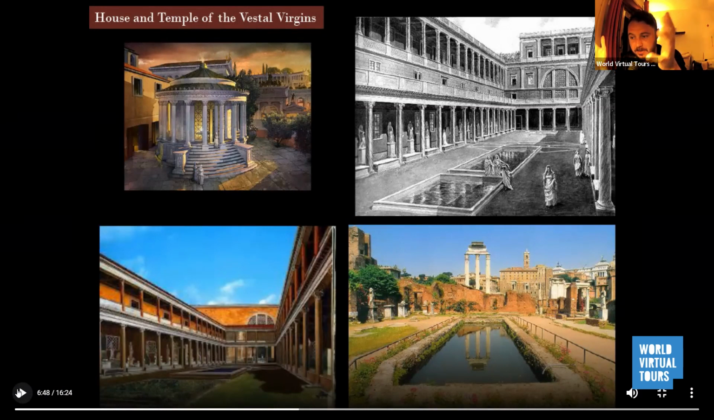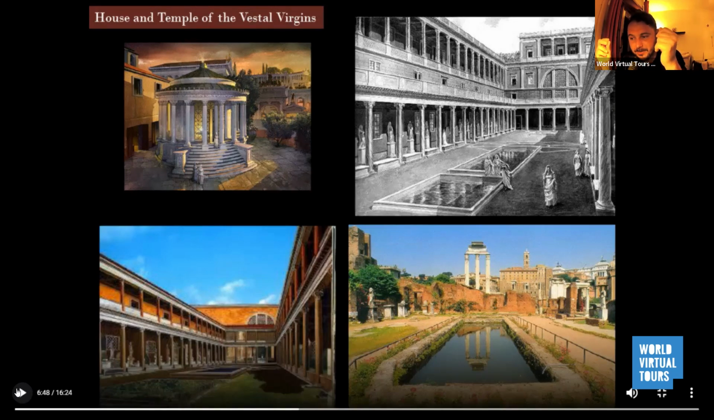And they chose 6 girls to do it. We call them Vestal Virgins. The Vestal Virgins were living in the house of the Vestal Virgins, beside the house of Caesar, beside the temple, and they were just fueling the fire night and day. So it was a very simple duty they had, just to keep the fire burning.